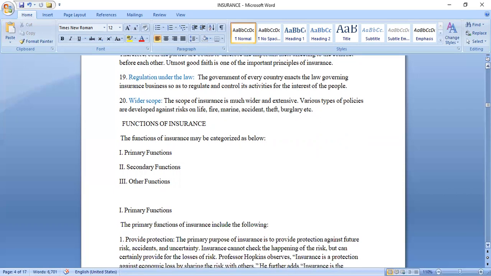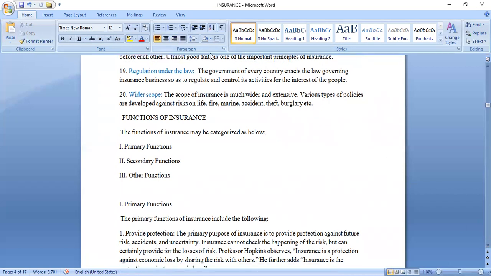It involves a wider scope in a way that it involves various types of policies developed against these various types of risks under the subject matter of insurance. This could be risks of life, risks that involve fire, marine, which you call perils of the sea, accidents, theft or burglary, or robbery. All those are involved in insurance. And we are going to discover that there are very many other subject matter that can be insured, right?